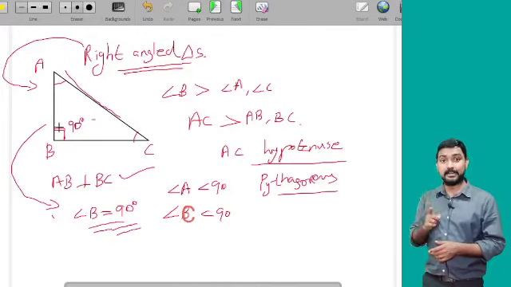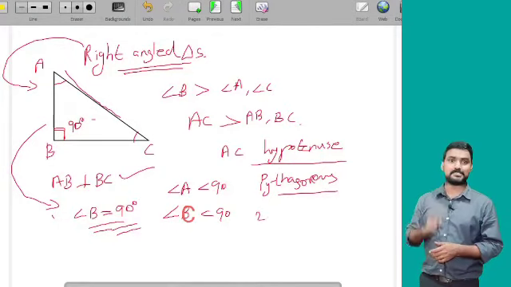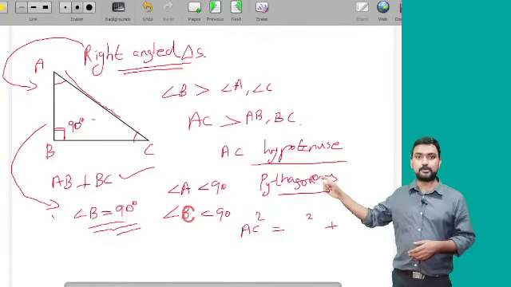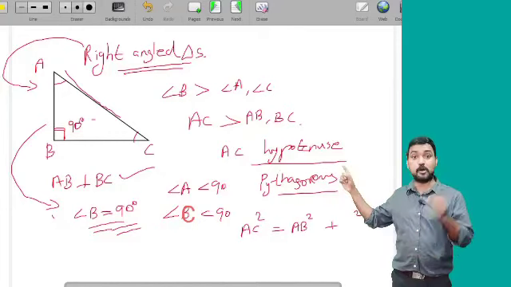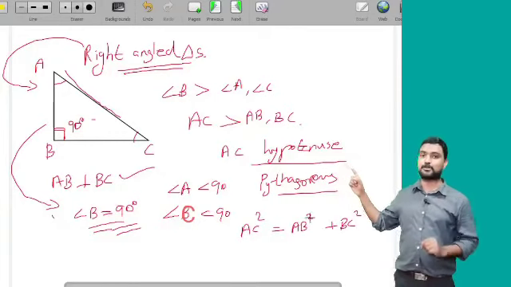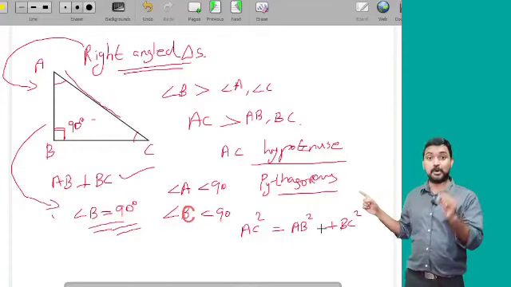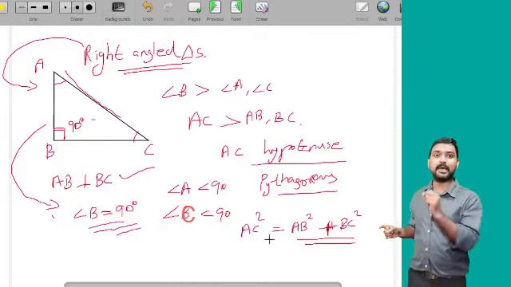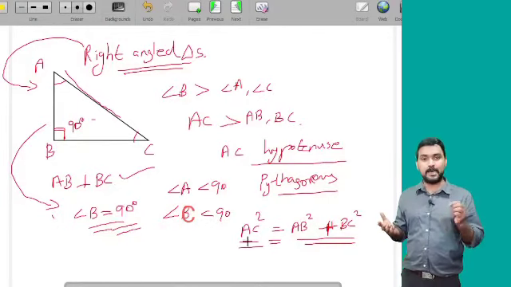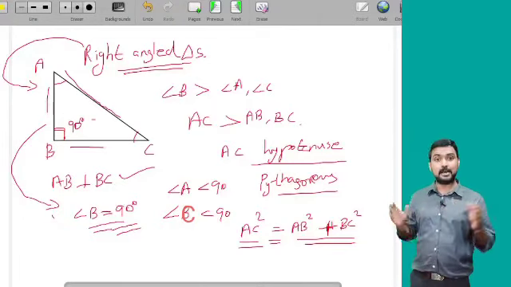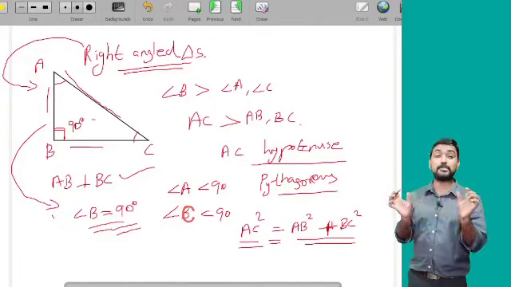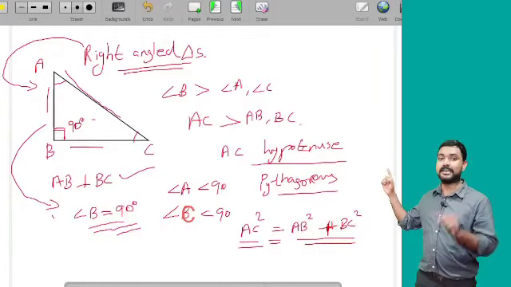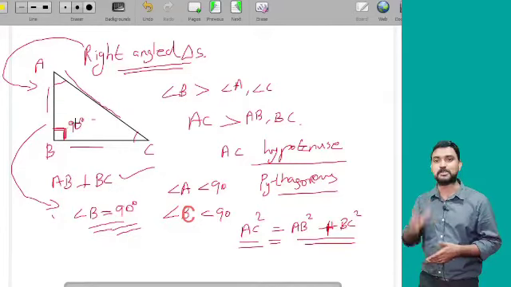And you learned the Pythagoras theorem. Have you studied it? What is the Pythagoras theorem? The square of the hypotenuse, the largest side AC, its square, is equal to the sum of the squares of the other two sides. What are the other two sides in this picture? AB and BC. What are their squares? AB square and BC square. What is the sum of the squares of the other two sides? AB square plus BC square. It will be equal to the largest side's square, AC square. This is known as the Pythagoras theorem.